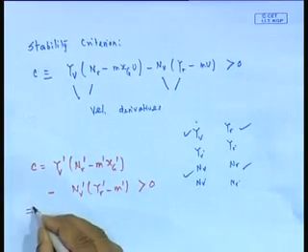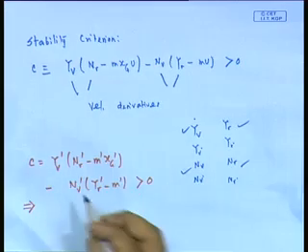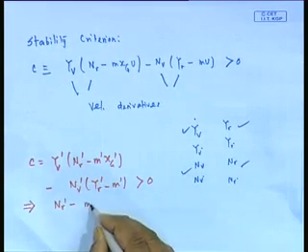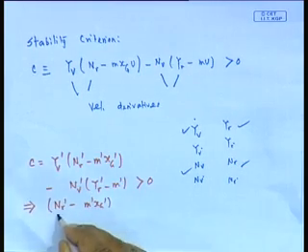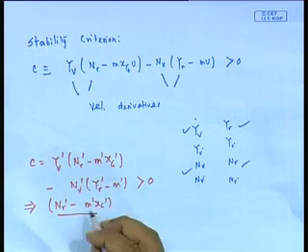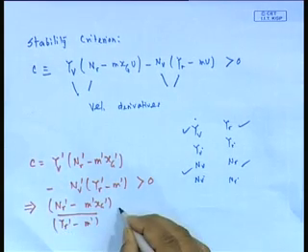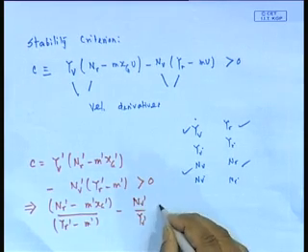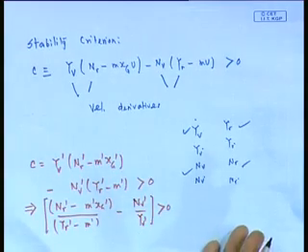This is the same as saying, this is very important, or rather let me write this and carry it to the next page: Nr dash minus m dash xg dash, divided by Yr dash minus m dash, minus Nv dash by Yv dash, more than 0. This will turn out to be the same as this.